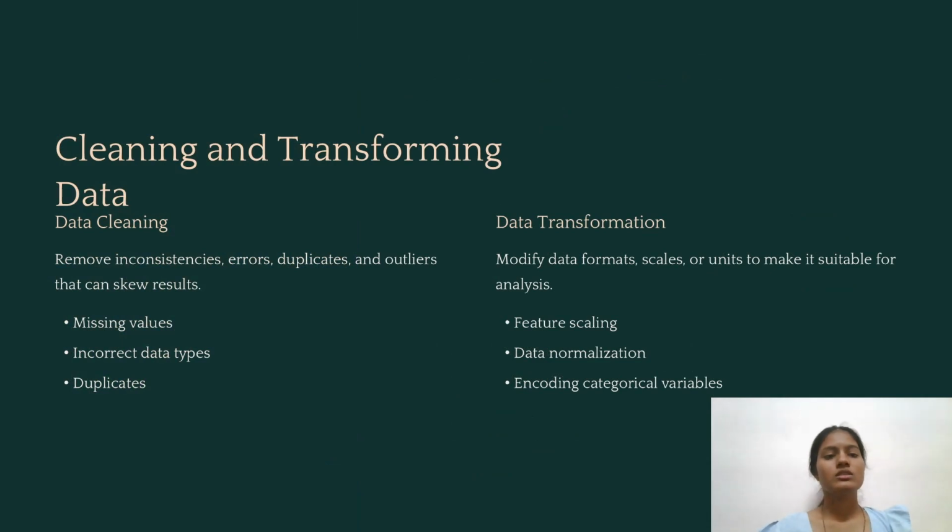The next is cleaning and transforming data. Data cleaning means removing all the inconsistencies, errors, duplicates, and outliers that can skew results, like missing values, incorrect data types, or duplicates. Data transformation modifies data formats, scales, or units to make it suitable for the analysis, such as feature scaling, data normalization, and encoding categorical variables.